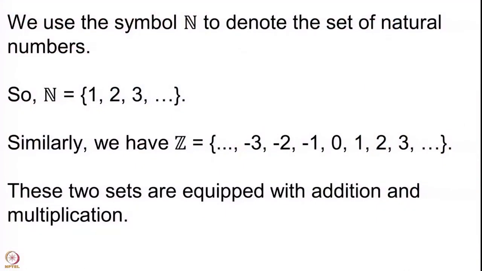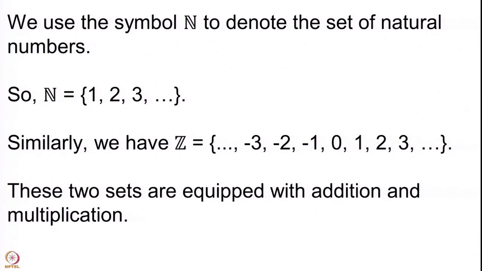There is also the product structure. You can take two natural numbers, multiply them and get one more natural number. If your class has 20 students and each of them is given 30 rupees, then the whole class will have 20 into 30 rupees. I will let you figure out that product. Similarly, we have the product structure on the set Z. So, what it means is the following: these two sets N and Z are equipped with addition and multiplication.